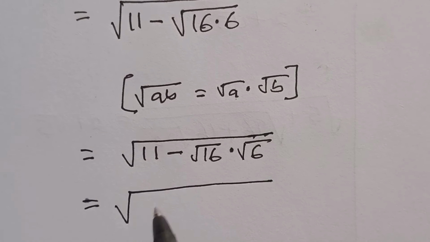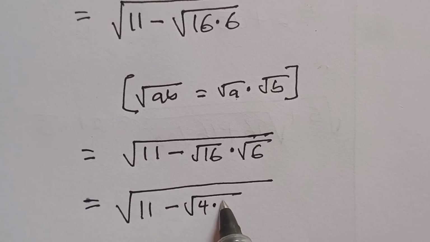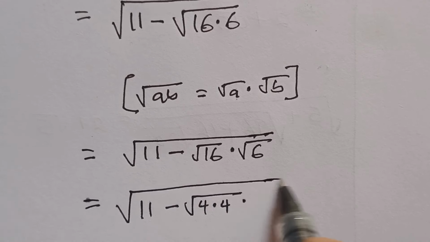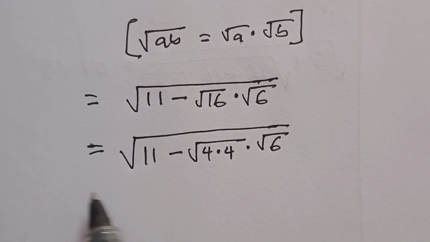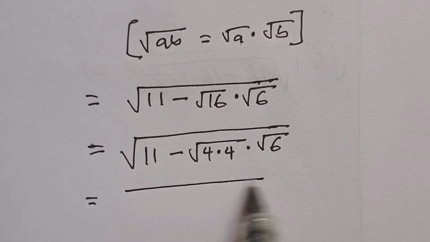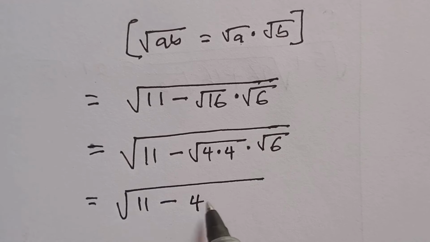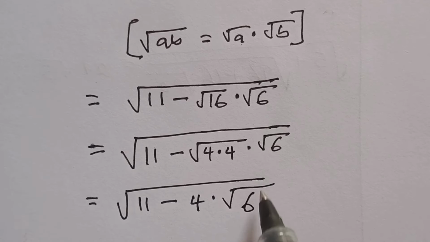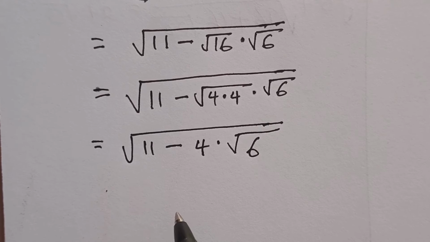And square root of 16 is 4. Therefore, we can simply have square root of 11 minus square root of 4 times 4, that is 4, multiplied by square root of 6. So we are now left with square root of 11 minus 4 multiplied by square root of 6. Now, it's making sense.